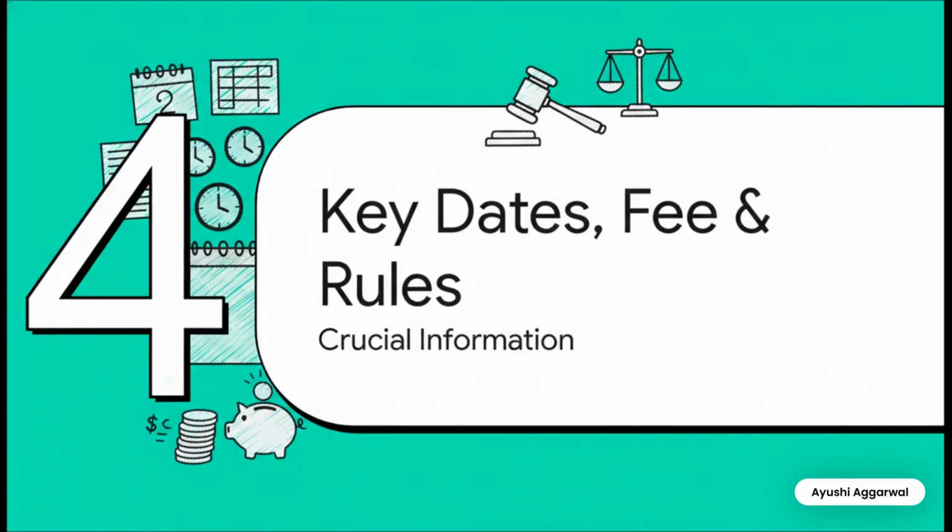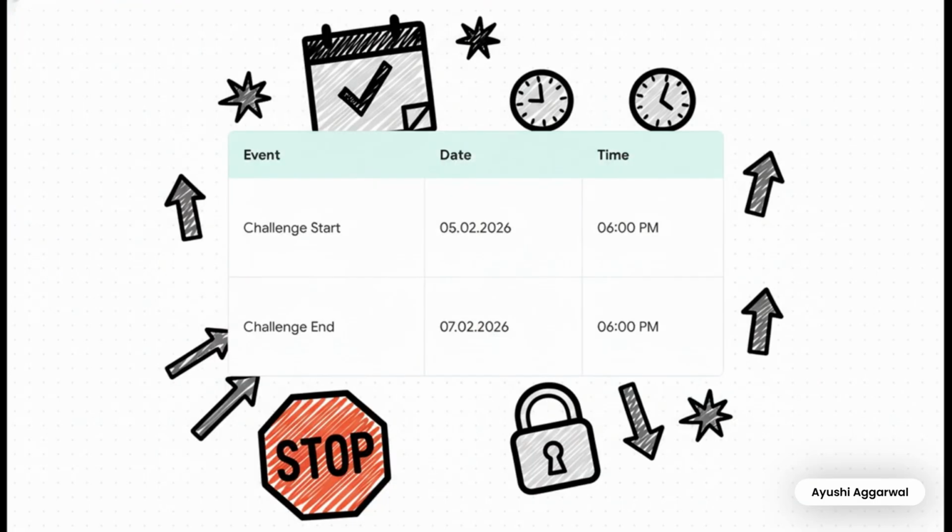Got it? Okay, let's quickly run through the most critical information, the stuff you absolutely cannot afford to miss. We're talking about the dates, the fees, and the rules. Okay, get your calendars out and mark these dates. The window to submit your challenges is really short. It opens on the 5th of February at 6 p.m. and it shuts down sharp on the 7th of February at 6 p.m. The official notice is very clear. No requests will be accepted after this time under any circumstances.